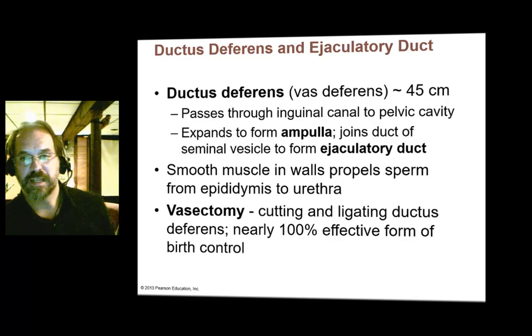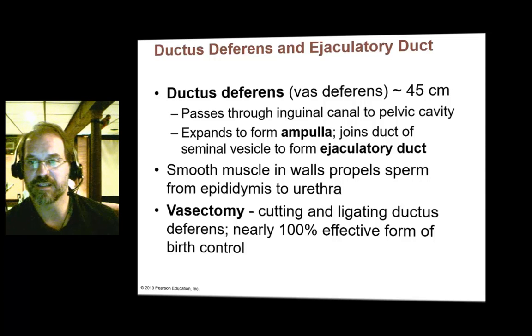The vas deferens then connects the testes to the ejaculatory duct, and they give you an overall length here of 45 centimeters. And it passes through the inguinal canal. This, by the way, is what predisposes males to developing inguinal hernias. The fact that we have this sort of fibrous tube that passes from the abdomen out to the scrotal sac, and that's called the inguinal canal.